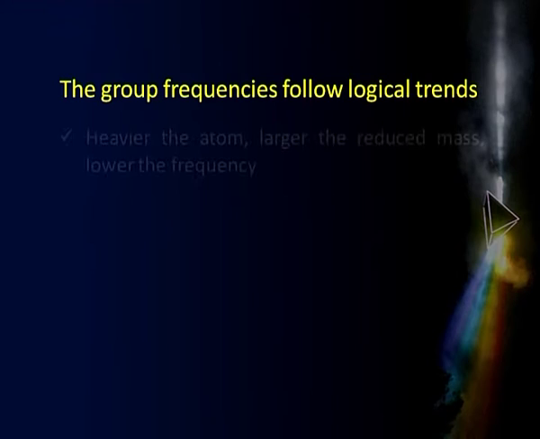Okay. Now, these group frequencies follow very logical trends, and you have to remember that equation I just mentioned, the vibration frequency nu is equal to 1 by 2 pi square root of k by mu. It is a very important formula for us, which is very handy. Let us see how it helps us.